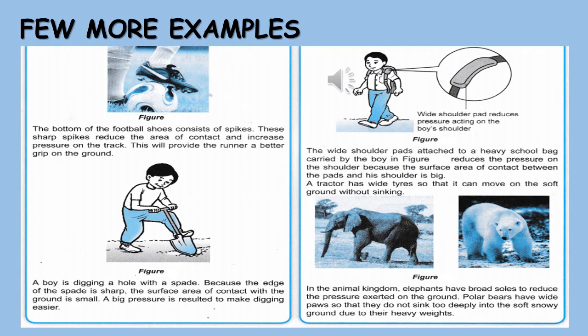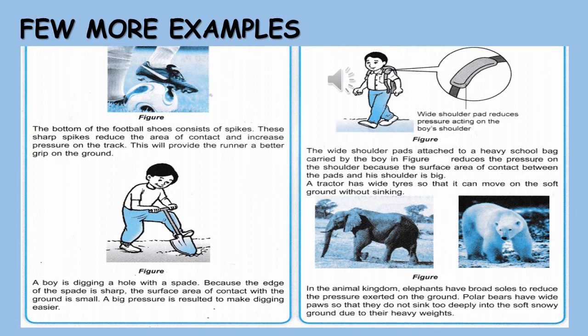Here are a few more examples of the same. We have noticed that the bottom of the football shoes consists of spikes, and the sharp spikes reduce the area of contact between the shoe and the field. And automatically, as pressure is equal to force by area, when the area of contact is reduced, automatically the effect of pressure is more on the track. This will provide the runner a better grip on the ground.